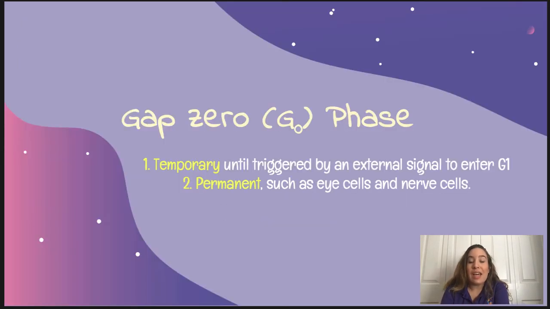Cells can enter the gap 0 or G0 phase when they're not actively waiting to divide. G0 can be temporary until it's triggered by an external signal to enter G1, or it can be permanent, such as eye cells or nerve cells.